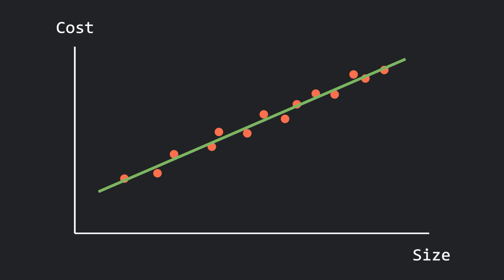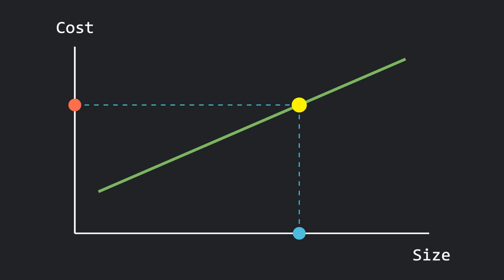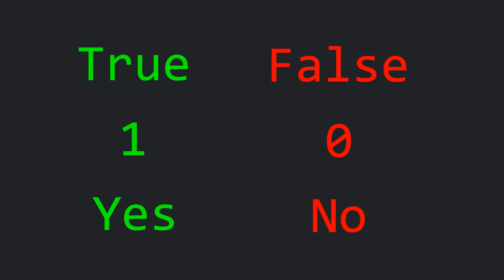In the previous video, we talked about linear regression. There, given an input value, the model predicts an output that's continuous, like predicting someone's weight or the price of a house. But what if we don't want a continuous output? What if we have only two possible outcomes, like true or false, 0 or 1, yes or no?